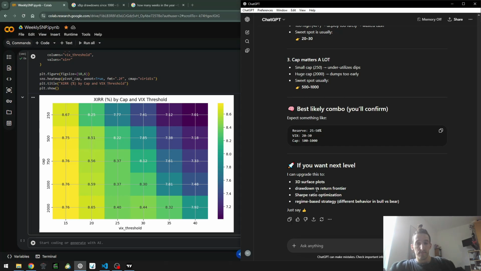Putting regime-based decision making, etc. Yeah, we will not do this now. It's a cool thing to try later, maybe in some other video, but yeah, I don't know. This is enough for now. I would like to see the 3D surface plots though. I am curious about the 3D surface plots, to be honest, and maybe the return frontier.